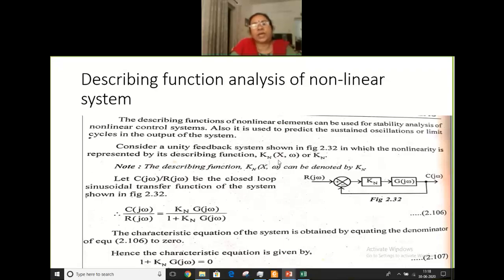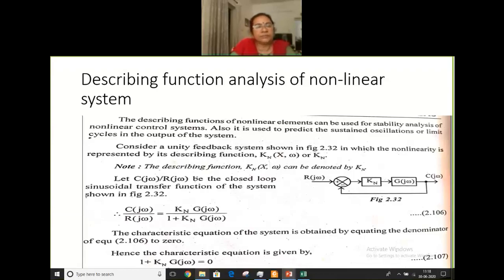Kn is a function of X and omega, that we have seen in the previous slide. Now we have introduced this Kn in this unity feedback control system. Let C(j omega) by R(j omega) be the closed loop sinusoidal transfer function. What is the transfer function in here? We know that it is G(s) upon 1 plus G(s)H(s). So what is G(s)H(s)? Kn into G(j omega). This is j omega because describing function is frequency domain analysis, so we have replaced s by j omega.